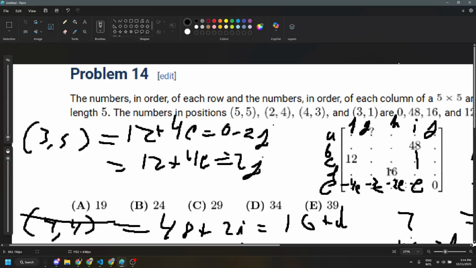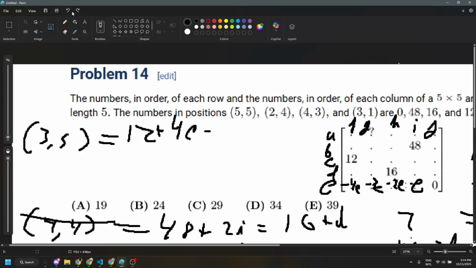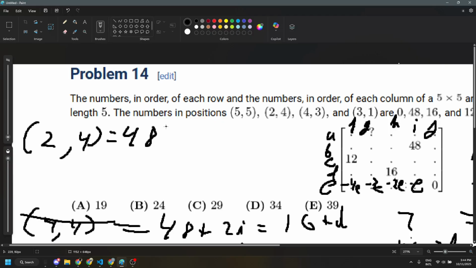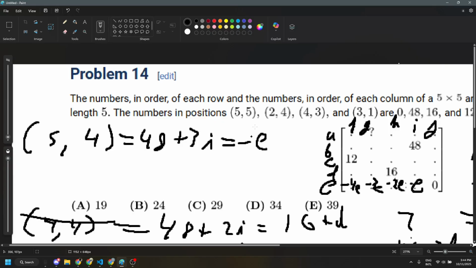Yeah, because we did that one, and then we did that one and that one. Okay. Let's do the same with 48 and 48 and 0. So that would be 2, 4 is equal to 48, no, 5, 4 is equal to 48 plus 3i, which is equal to negative e.